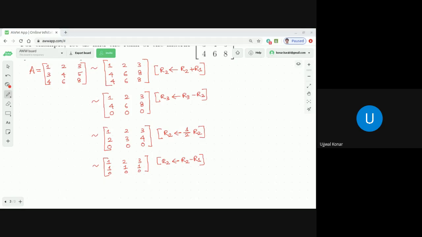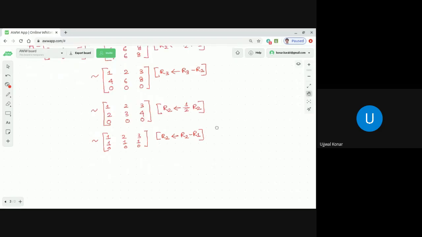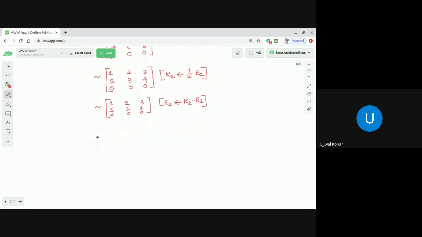After that, dear students, I am going to make R1 equal to R1 minus R2. So let me write the operation first. My new R1 is going to be the old R1 minus R2, the corresponding elements will get subtracted. So 1 minus 1 becomes 0, 2 minus 1 becomes 1, 3 minus 1 becomes 2, and then 1, 1, 1, and 0, 0, 0. You see, dear students, here we get one more 0 with respect to the previous one.